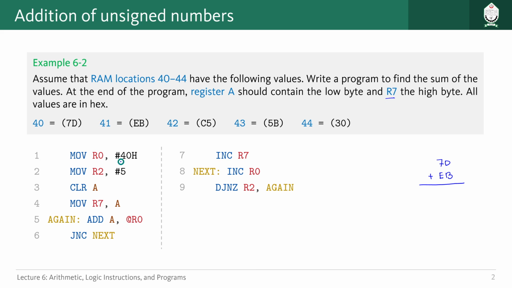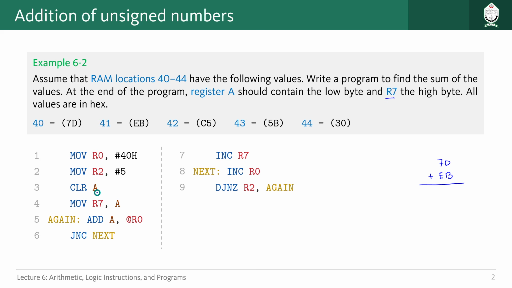First of all, we have stored 40H to the R0 register because we are going to use indirect register addressing and fetch data from these 5 locations, right? So that's why the initial RAM location is given here. Then because we have 5 different locations, we are going to run a loop. So that's why we have given the value 5 to R2.